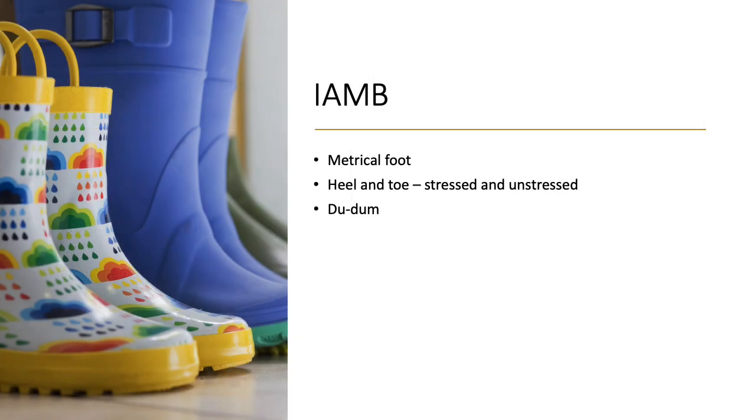Let's have a look at the idea of an iamb. So you've got iambic pentameter. Now an iamb, I-A-M-B, is a metrical foot. So in terms of if something's metrical, it means it measures something. So we have metrical feet already.